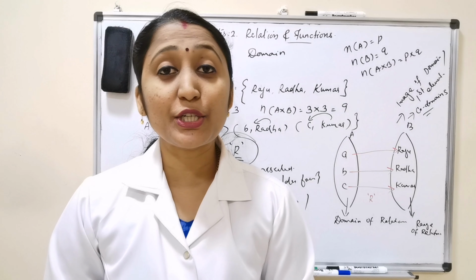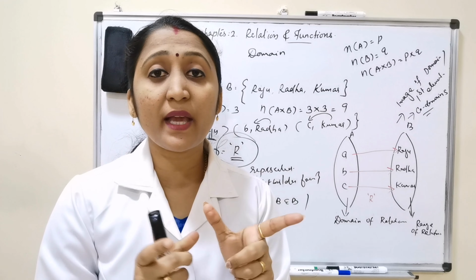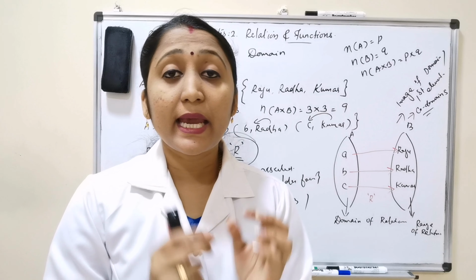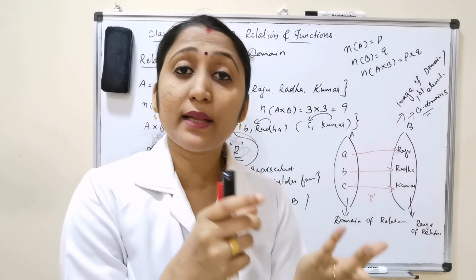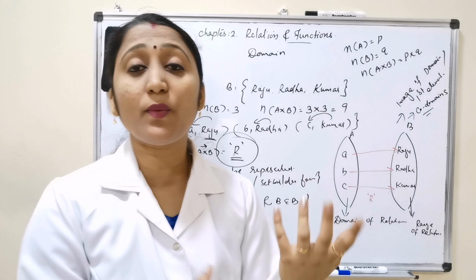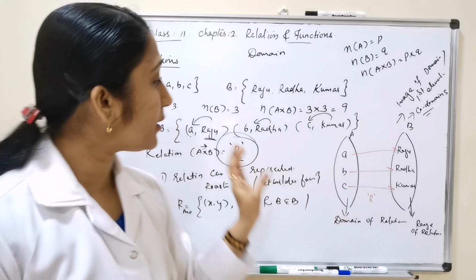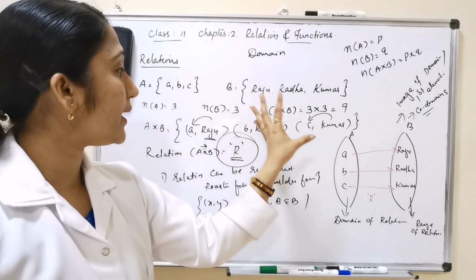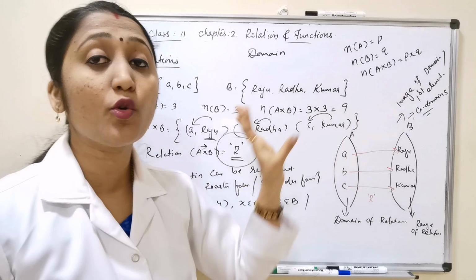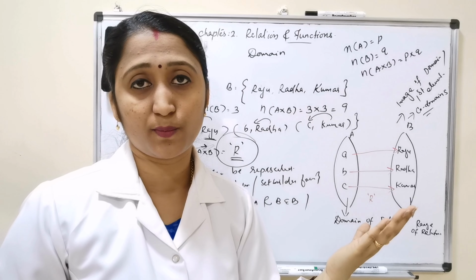So I hope you all understood about the relation. What is meant by relation? Relation means it is any subset of the Cartesian product. That is a relation between A to B. That is denoted by R. Here I took one relation. A Raju, B Radha and C Kumar is a subset of A cross B.